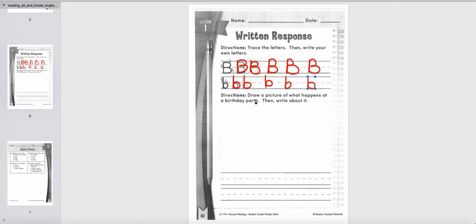Okay, so here it says, draw a picture of what happens at a birthday party, then write about it. So you can draw a picture of what happens at a birthday party. Some examples would be games. Yes, people like to play games at birthday parties. What else? They sing happy birthday. They eat food. There's cake. And sometimes there's presents. Yes. So you go ahead and draw a picture. And then we're going to go ahead and write.